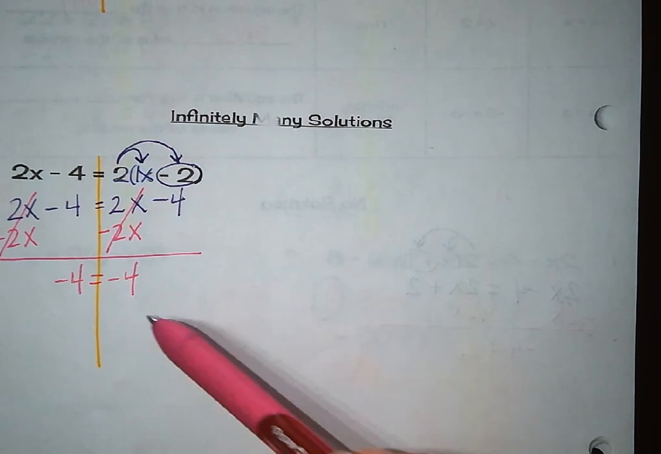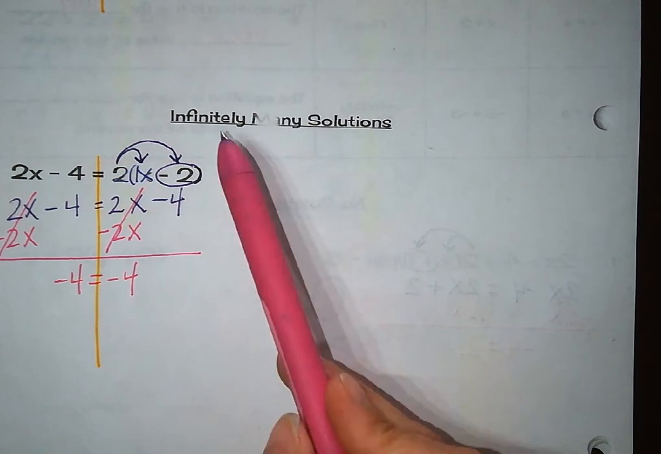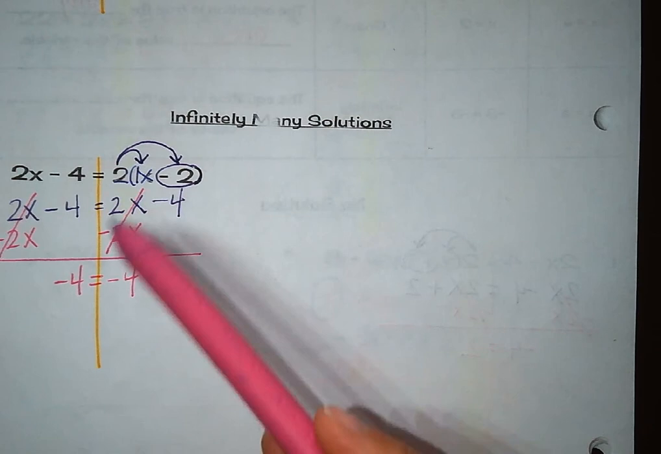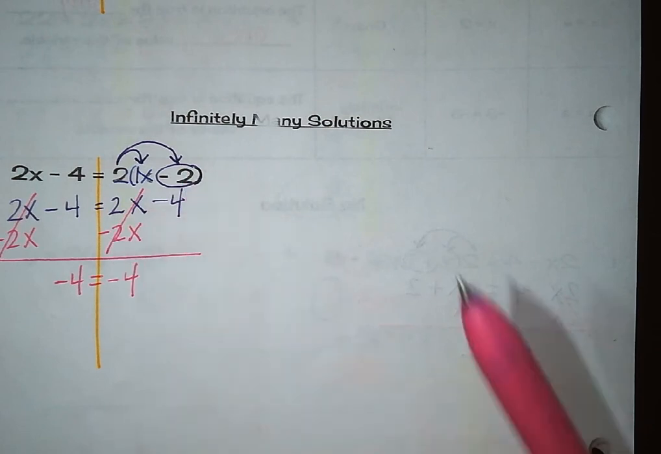Of course it does. So again, this type of solution is actually called infinitely many solutions. There are lots of values that we can plug into x that are going to make this equation true. So we can just pick a value.